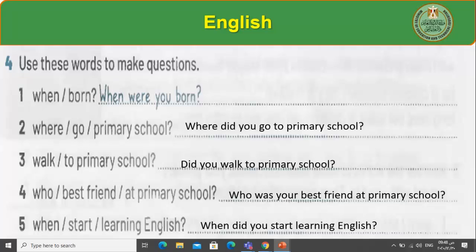Number five. When did you start learning English? When did you start learning English? So after question words we have auxiliary verbs and subject.